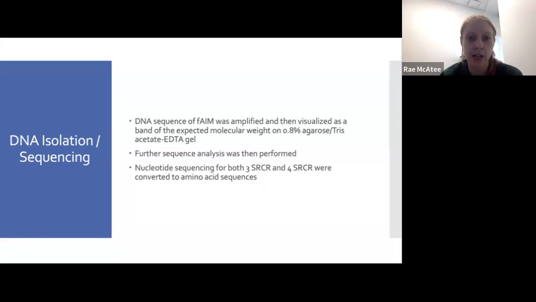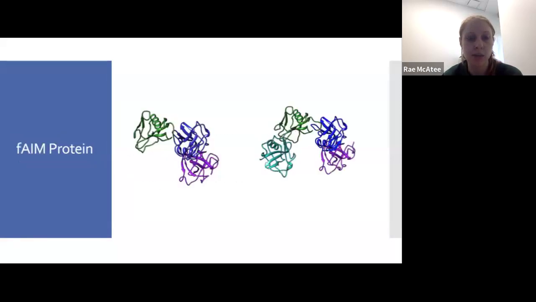And then they did nucleotide sequencing of both and converted those into amino acid sequences. And so based off of that, predicted what the tertiary structures for the AIM proteins would be. And so you can see that the left is the 3-domain wild type and the right is the variant protein, so 4-domain due to the duplication of exon 3.